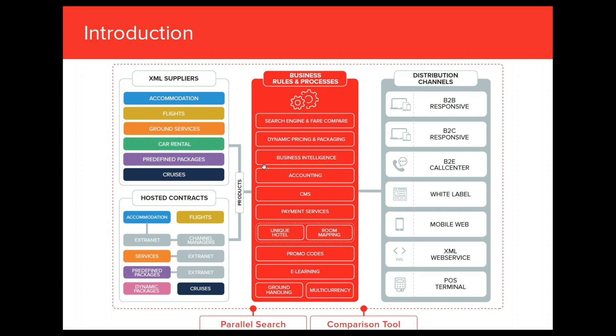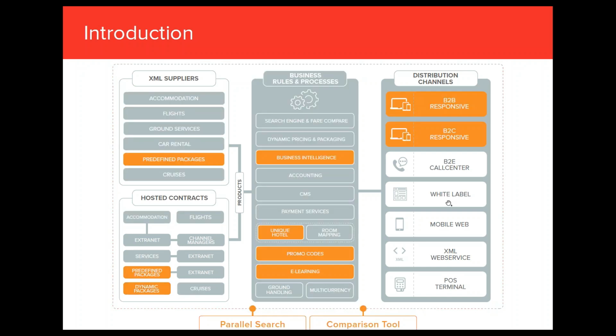Then all these processed products have to be distributed through all these different channels. We have the responsive websites, we have white label, etc. So now you have highlighted in orange all the different modules that have a previous Juniper webinar edition, and you can check those videos on YouTube, for instance. Today we are here to talk about multicurrency, and as you can see, we have placed it in here.